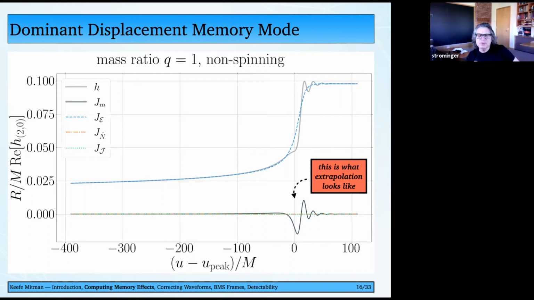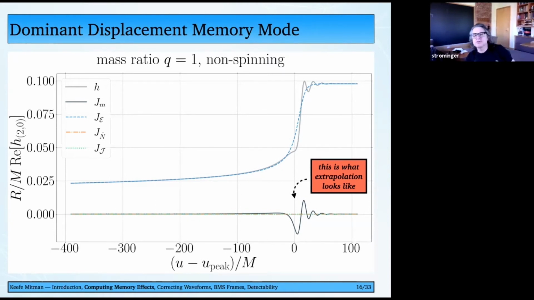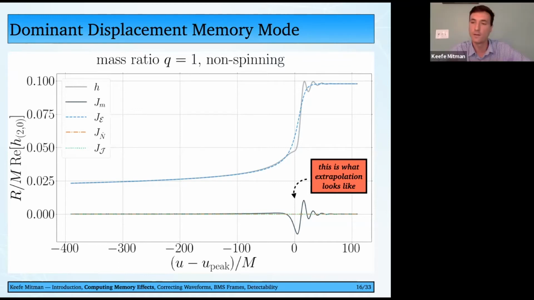All right, what's this picture here? It looks like the memory is now huge compared to the oscillations. Right, and it is in this mode. The one thing to keep in mind is that this is an individual mode, and we've scaled out the distance between the source and the detector, as well as the mass of the system. And so typically the oscillations in the 2-2 mode will be larger when you compute the full waveform in a given direction.